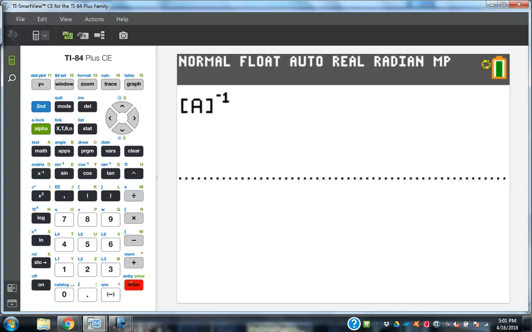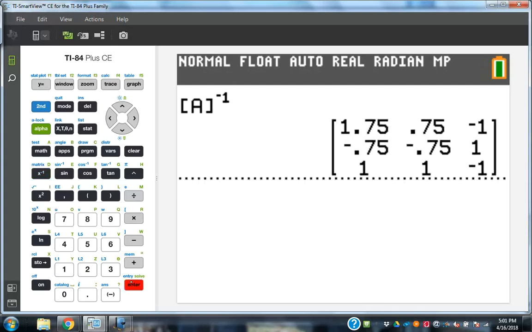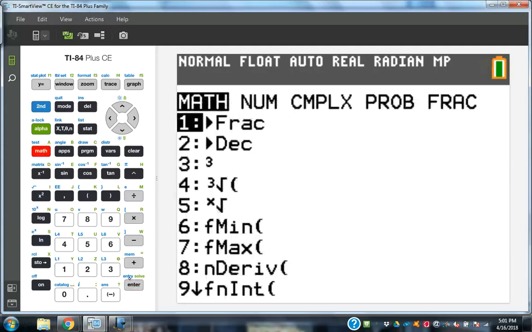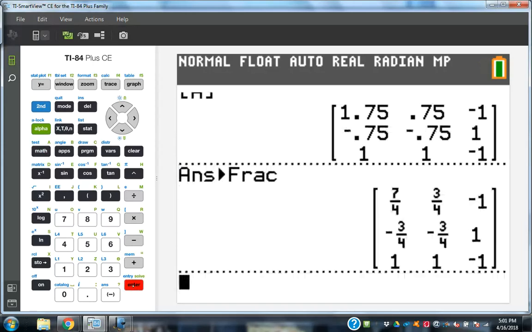Hit enter, and it gives you this nice decimal result, unless you have your calculator set to give you fractions automatically, which you can if you want to. I don't ever do that. But I'm going to hit math, enter, so it turns it into fractions for me. And there is the inverse matrix for matrix A. Be able to find the inverse matrix for matrix A.